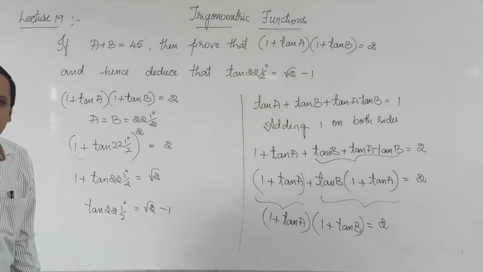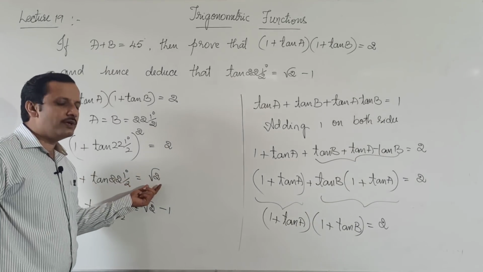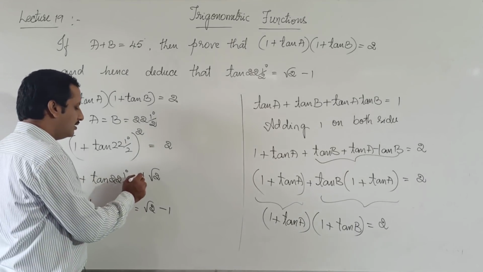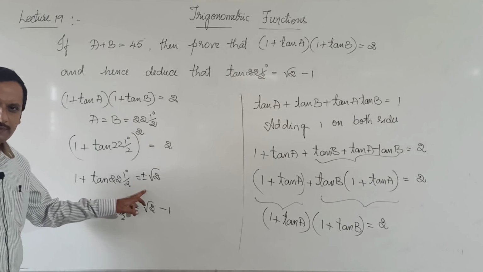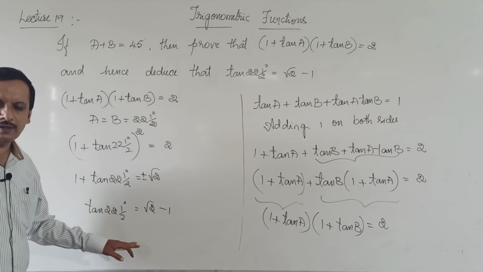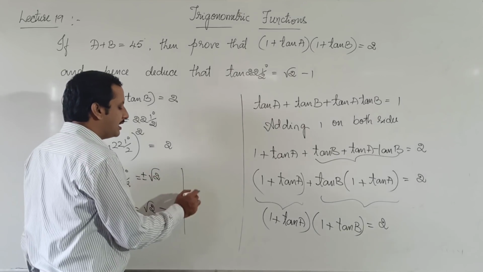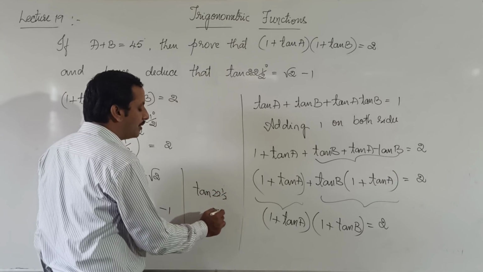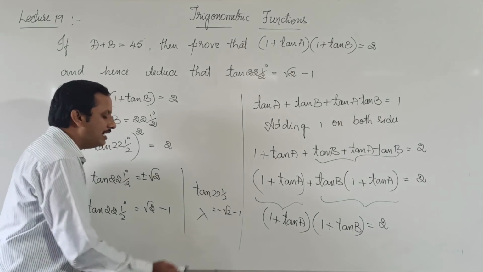Okay, now some of you may get one doubt: sir, why did you take root 2 only? Why not plus or minus root 2? When I take the square root here, I should get plus or minus root 2, right? Now I have taken plus root, so we got the answer root 2 minus 1. Suppose I take minus root 2, then what will happen? I get tan 22.5 degrees is equal to minus root 2 minus 1, which is not true. Why is it not true?